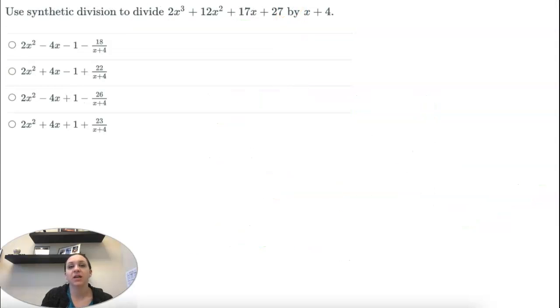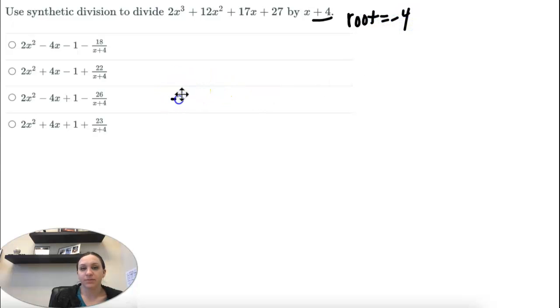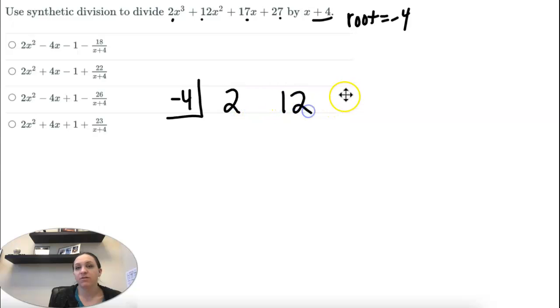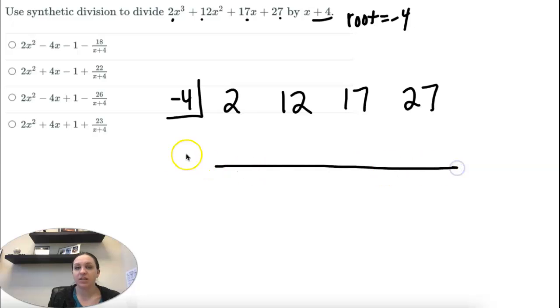So we're going to do that again with the remainder, it looks like. So x plus 4, that means the root is negative 4. That's what goes in our box. And then we take the coefficients. And these all go in order. So 2, 12, 17, 27, leave some space because we're going to add.